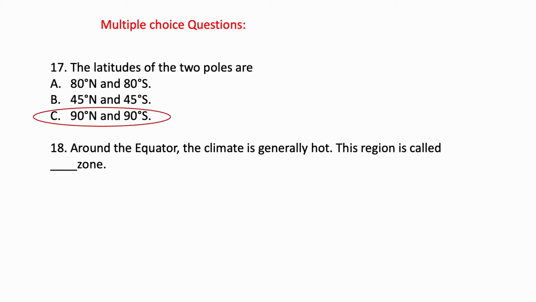Next one, around the equator the climate is generally hot. This region is called dash zone. Option A torrid zone, option B temperate zone, option C frigid zone. Which is the correct answer? Option A torrid zone. Torrid is the zone near the equator and it is extremely hot.